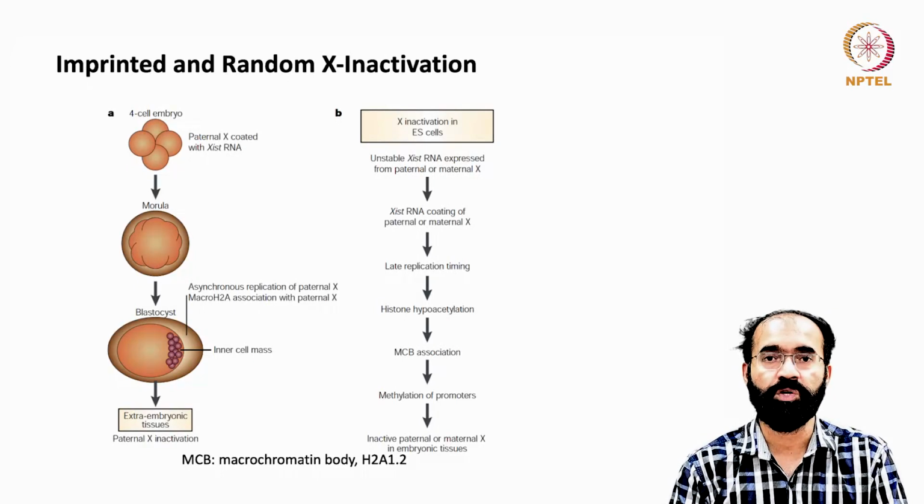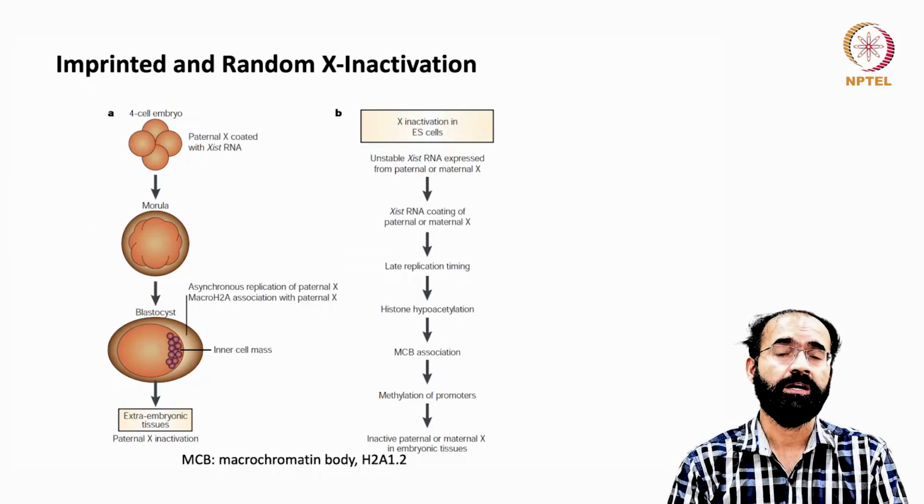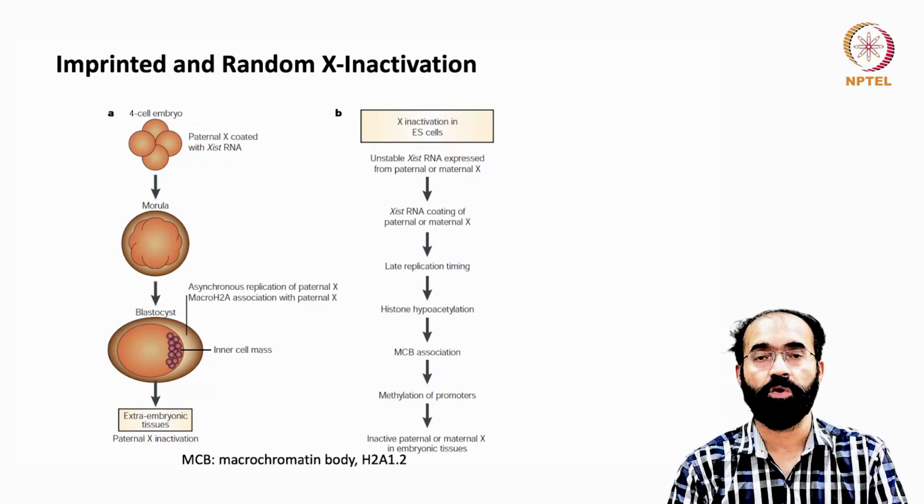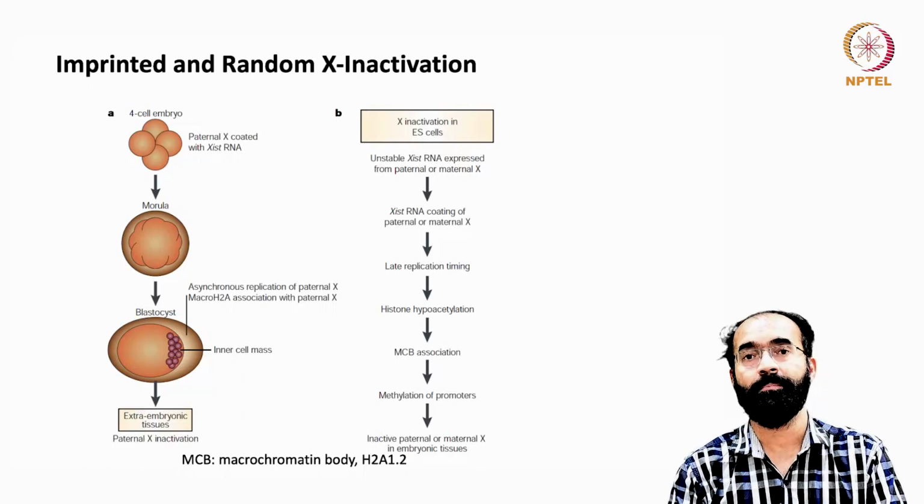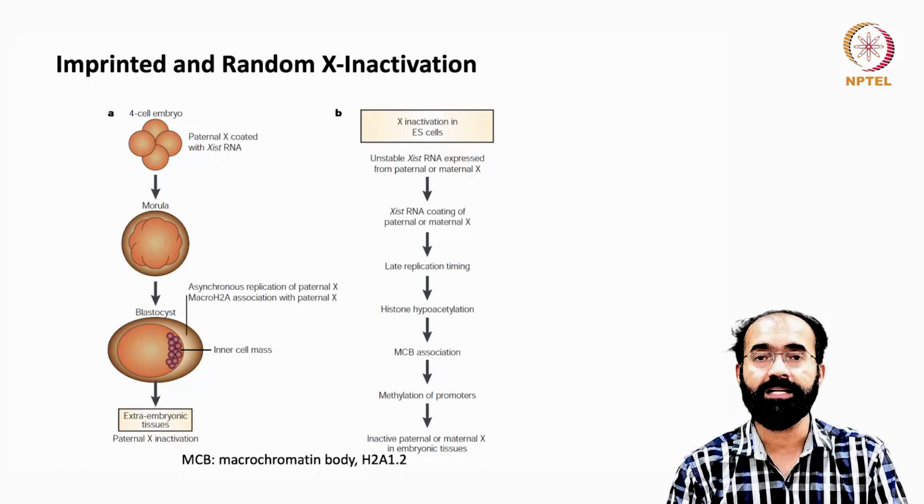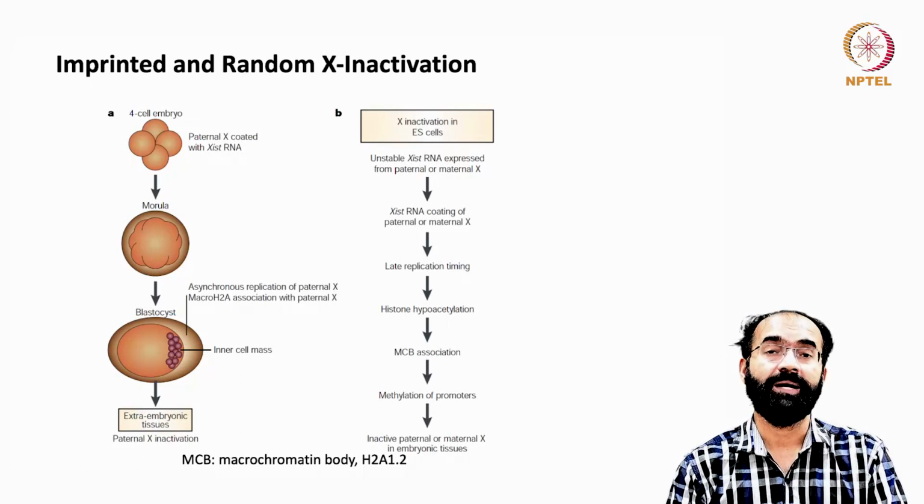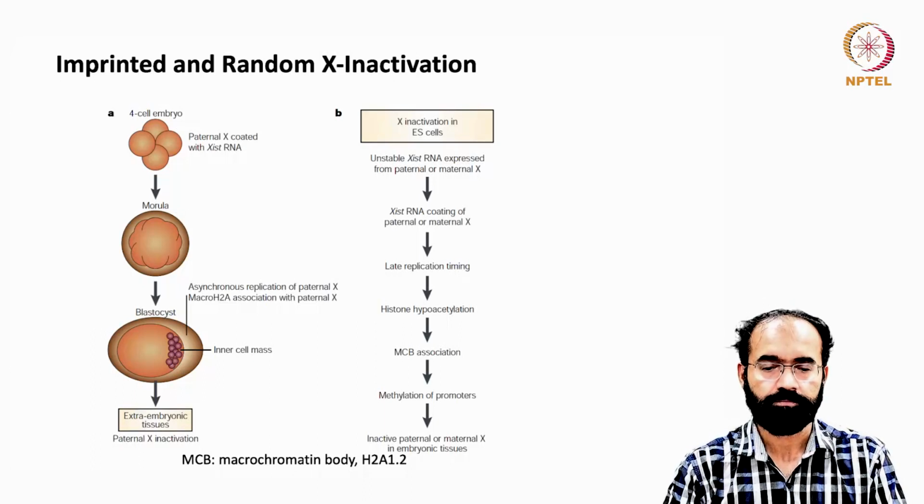In the case of human, the prominent extra embryonic tissue is the placenta, that is the attachment of the embryo to the uterus wall of the mother through the umbilical cord. So that uterus wall structure is called placenta, and it is a very important structure for the growth of the embryo. So the embryo and the mother are connected via the umbilical cord, which derives nutrition from the placenta. So the placenta and other extra embryonic structures will have the paternal X chromosome remaining inactive.